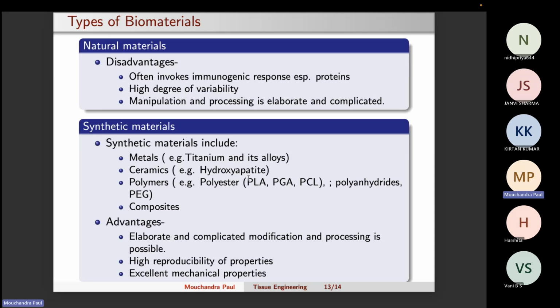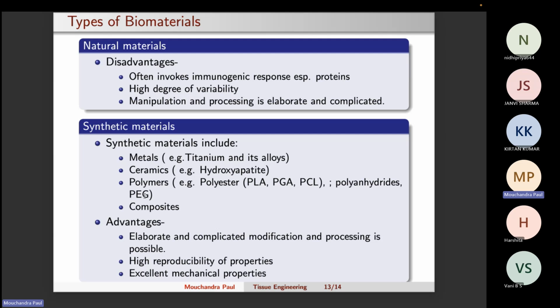Under ceramics, you can use hydroxyapatite. This is a calcium phosphate, basically two groups, calcium and phosphate, present at different concentrations, that form hydroxyapatite. All right. Then there are also polymers. Polymers can be synthetic, like the polyesters: polylactic acid, polyglycolic acid, polycaprolactone.